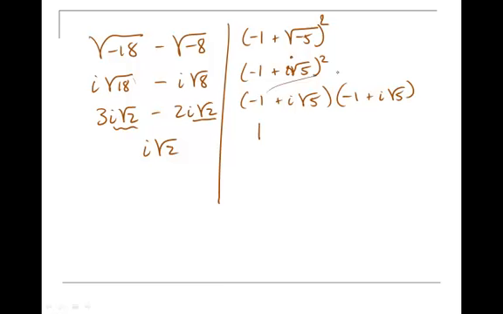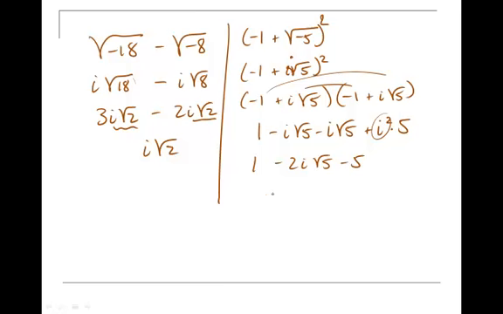First gives me 1. Outside and inside are both negative i root 5, negative i root 5, and then plus i squared times 5. So I've got 1 minus 2i root 5, and remember that's a negative 1, so minus 5, final answer, negative 4 minus 2i root 5. Okay, so those are some of the things that we have to do prior to doing an operation. Change any radical with a negative sign into an i expression.